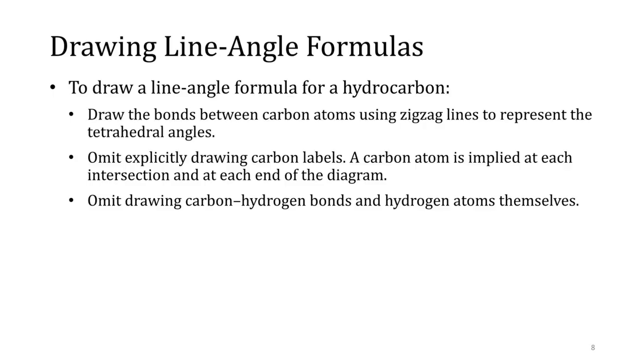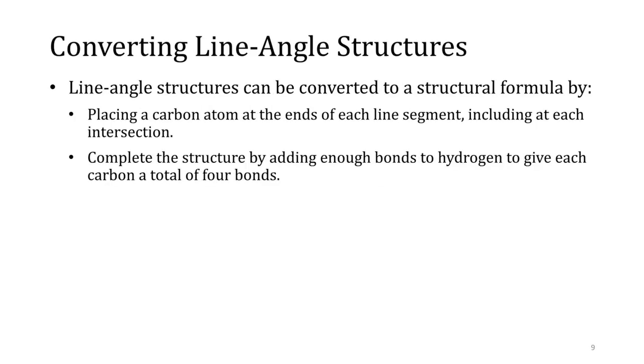So in order to draw line angle formulas for a hydrocarbon, draw bonds between the carbon atoms using zigzag lines to represent the tetrahedral angles. And you can omit explicitly drawing the carbon labels. You don't have to draw C for carbon. The carbon atom is implied at the intersection, or the vertex, and at the end of each diagram. And we omit drawing all the carbon-hydrogen bonds and the hydrogen atoms themselves, because you now know that carbon has 4 bonds, and so you can deduce how many hydrogens are on each atom.